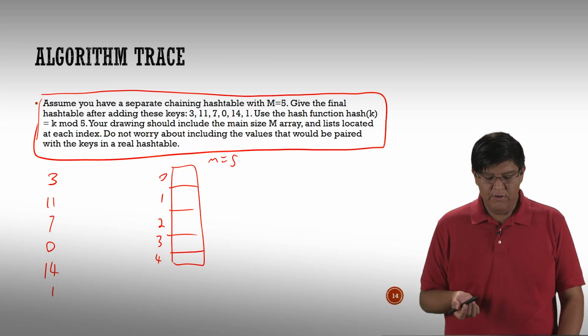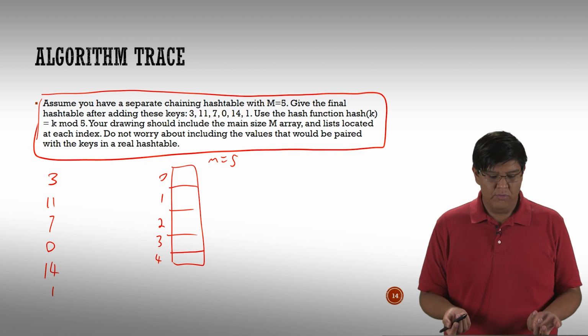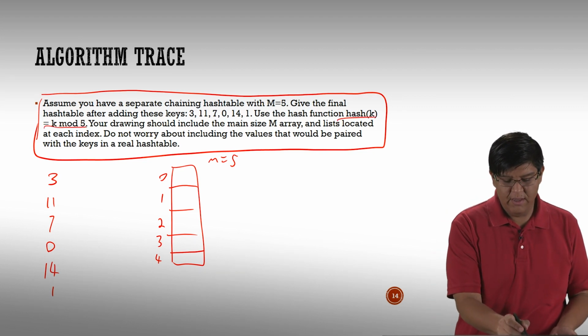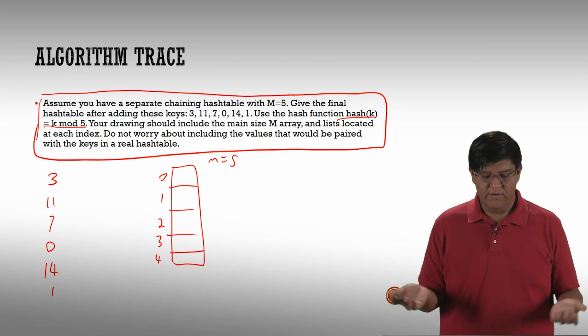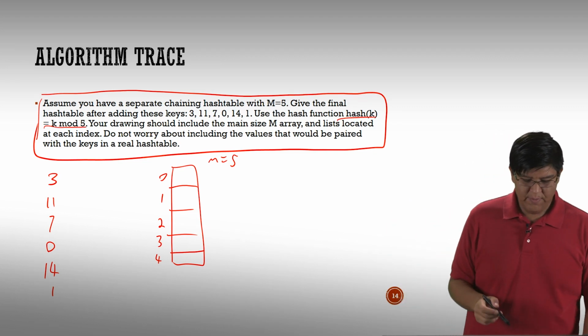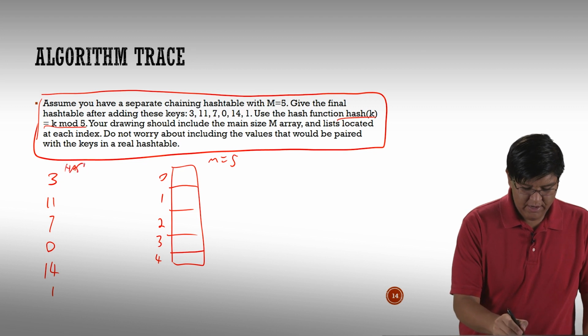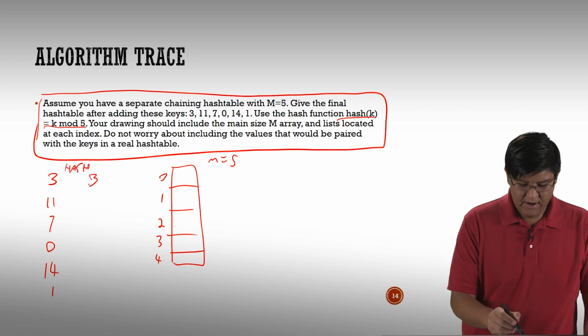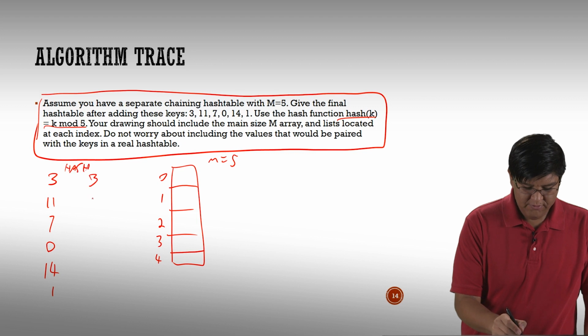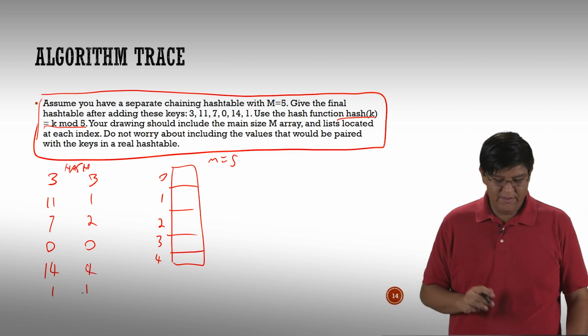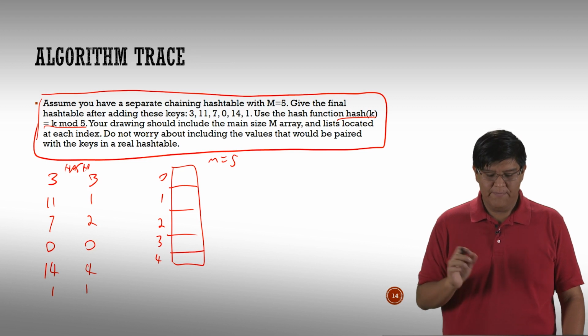Now what I should probably do is just compute their hash. So what does it say for my hash function? Over here it says I'll compute it as hash of k is k mod 5. So I'm just doing mod 5. Not too bad. We're going to hash this. So 3 gives 3, 11 will be 1, 7 will be 2, 0 will be 0, 14 will be 4, and 1 will be 1. Okay, so that's what my hashes look like.